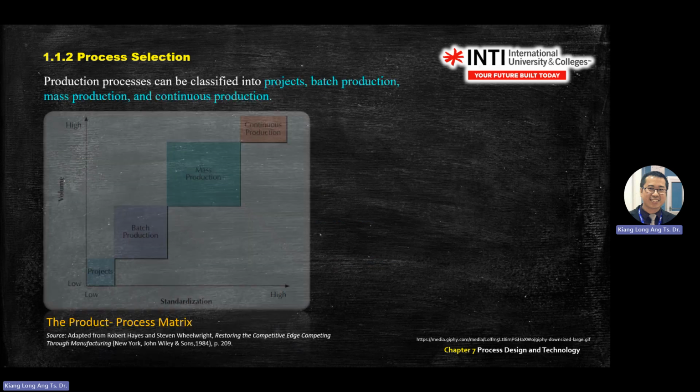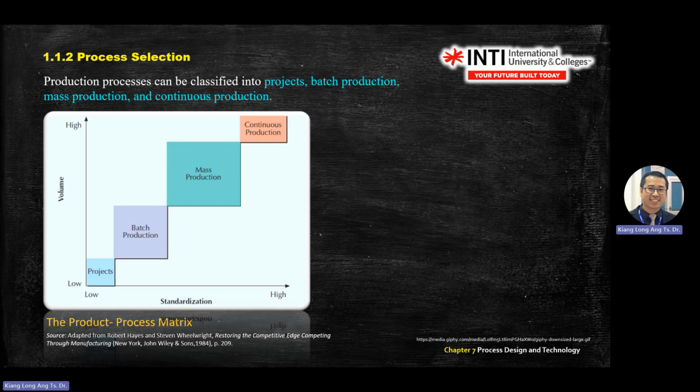So we can summarize what is project, batch production, mass production, and continuous production by this simple chart. On the y-axis is volume. Volume means the production volume, how many parts that you can produce. The x-axis is the standardization, meaning the process that you can standardize, or fabricate in the same way. So the lowest one is project.